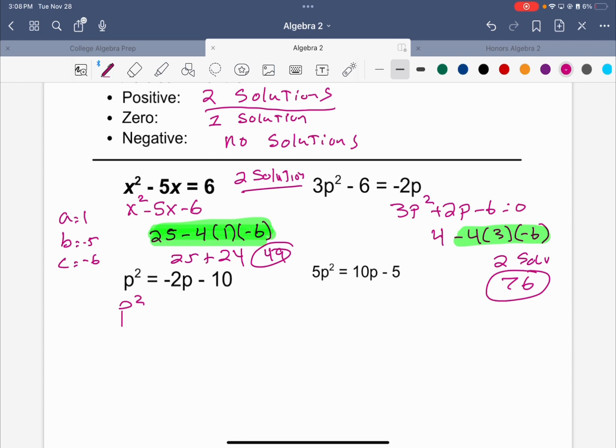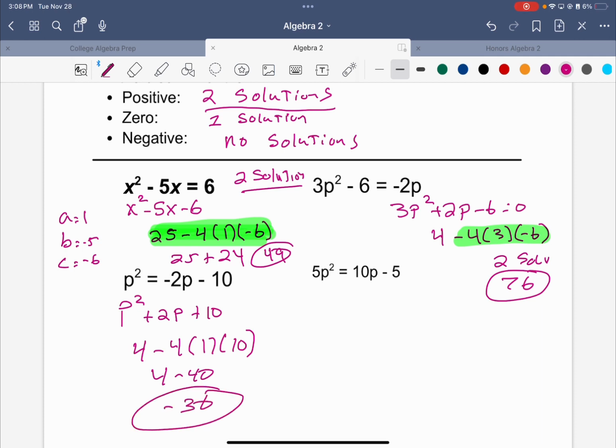Okay? So p squared plus 2p plus 10. B squared is 4 minus 4 times a times 10. So that's 4 minus 40. So that's negative 36. How many solutions are there if it's negative? None. No real solutions, but no solutions. Discriminant makes sense? Can you find the discriminant? You know if it's positive, negative, or whatever?